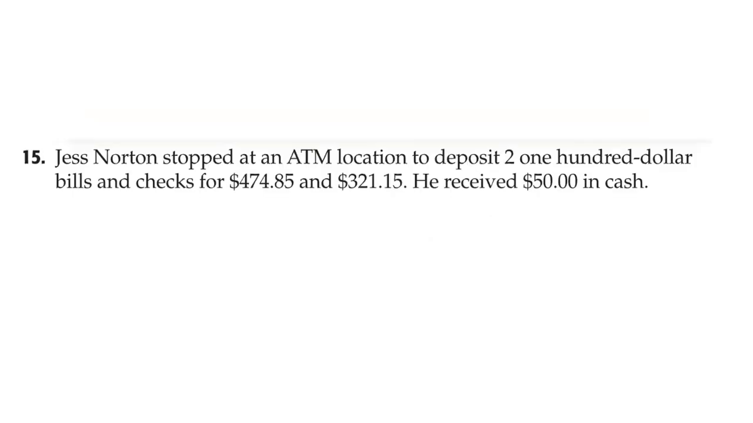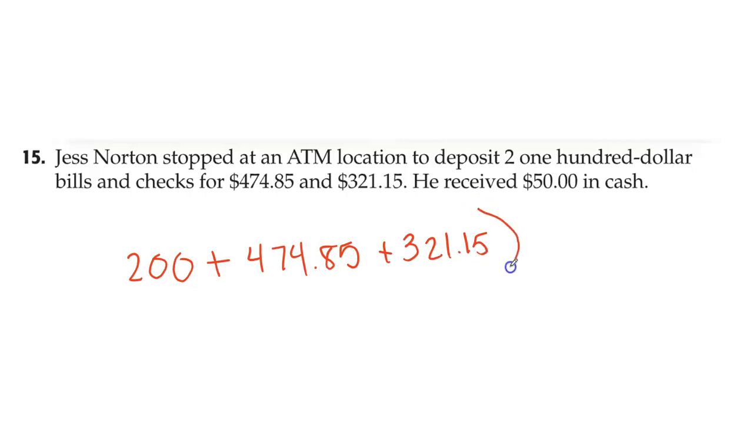Let's look at an example. Jess Norton stopped at the ATM location to deposit two $100 bills and checks for $474.85 and $321.15. He received $50 in cash. So if we look at the formula, we're going to take the $200 in cash plus our checks, which is $474.85 plus $321.15, and I'm going to add those up. In fact, it might be a good idea to put those all in, get a total, and then I'm going to subtract the $50 in cash.